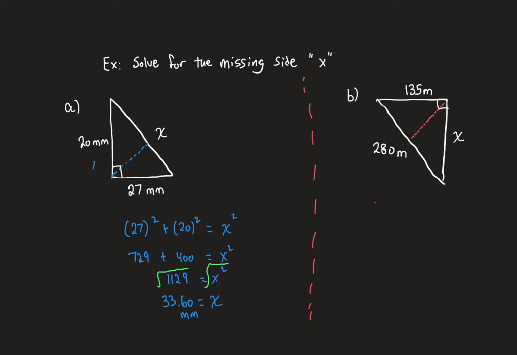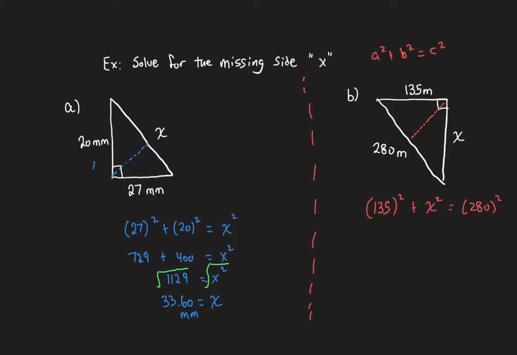I'm going to make it the a, so 135 squared plus b squared, which we know is x, so we're going to put that in as x squared, is equal to 280 squared. So we are still using a squared plus b squared is equal to c squared. The difference in these two questions is the x that was missing here was my c. The x that's missing here was either my a or my b, doesn't matter which one you make it.